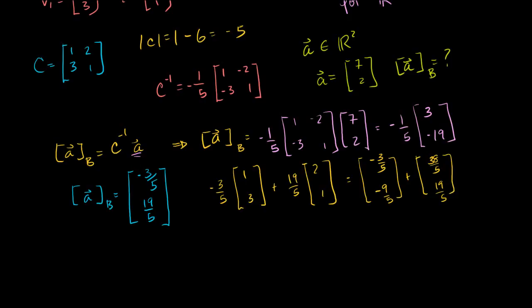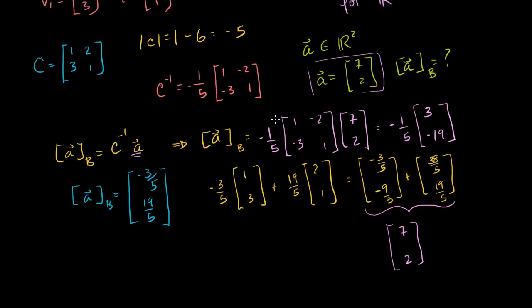And then if you add these two vectors together, what do we get? We get minus 3/5 plus 38/5. That's 35/5. 35/5 is 7. Minus 9/5 plus 19/5, that's 10/5, or 2. And there you have it. That was our original A.